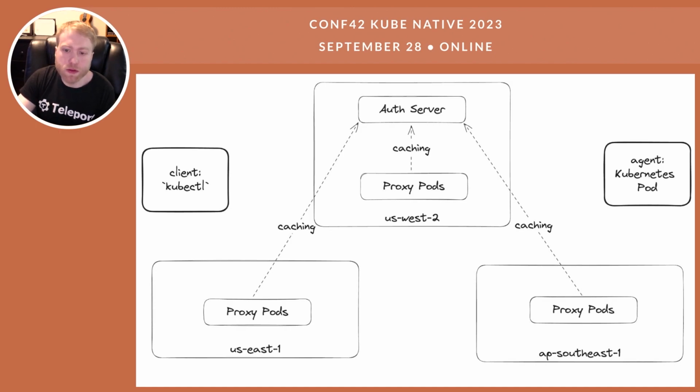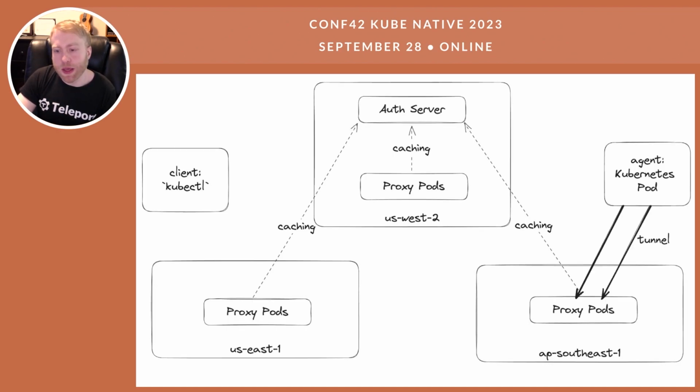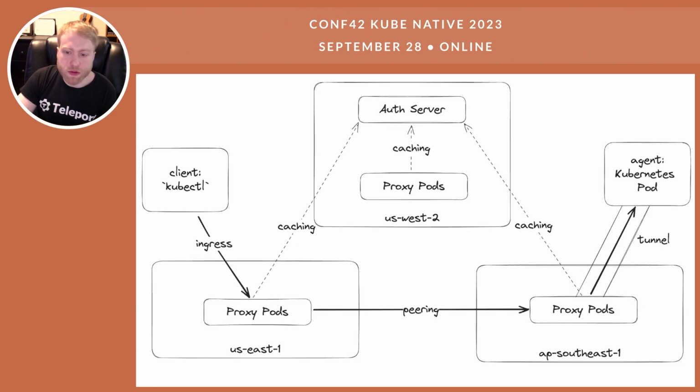All the proxy pods have a streaming connection to the auth server, so they get up-to-date information on roles and information needed to make authorization decisions. All the proxies cache this information so that they can really quickly make these decisions without having to reach out to auth for all of it. So we have the reverse tunnel that's coming from the Kubernetes cluster, and we have the client connections that use kubectl that get routed to the closest proxy through a peered connection between the proxies, and then finally back up to the Kubernetes cluster.